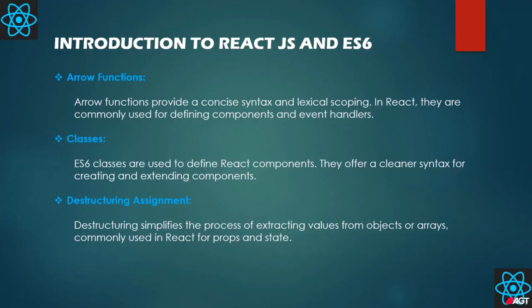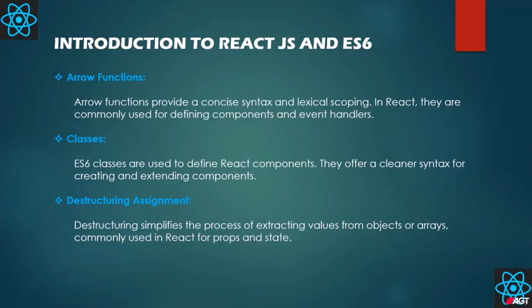Next, the key ES6 features used in React. Here I will discuss the main four features. First is arrow functions. Arrow functions provide a concise syntax and lexical scoping, and in React they are commonly used for defining components and event handlers.